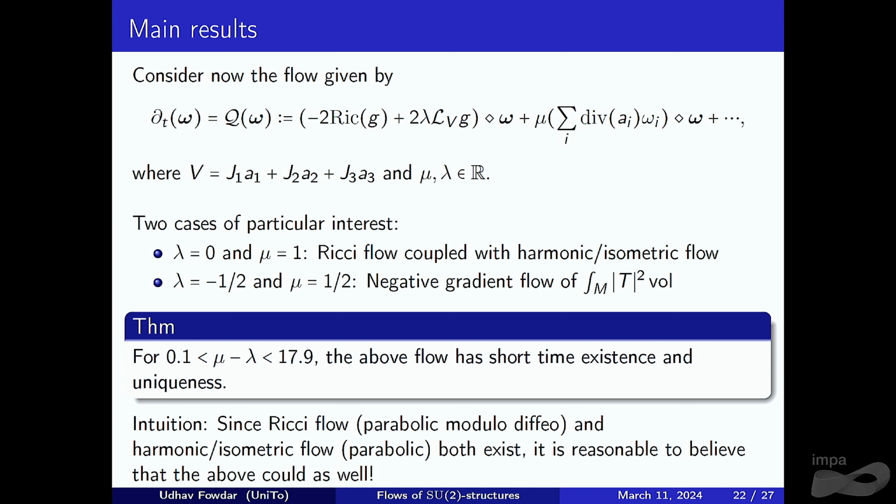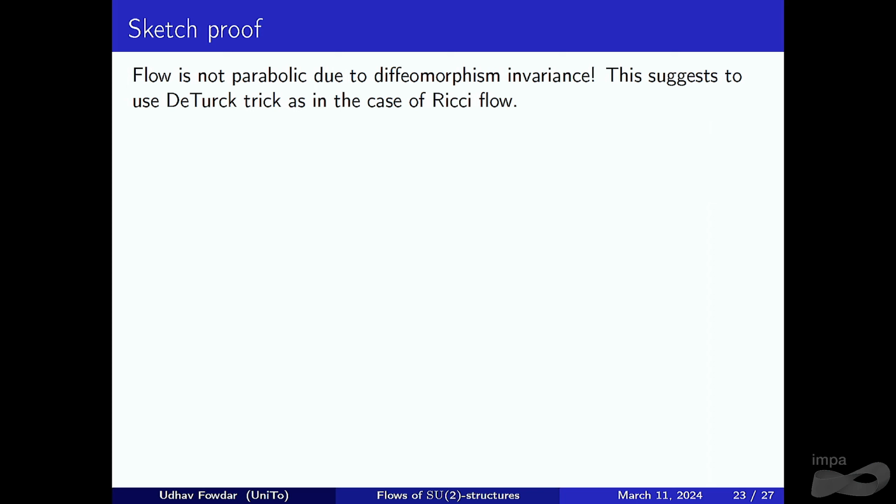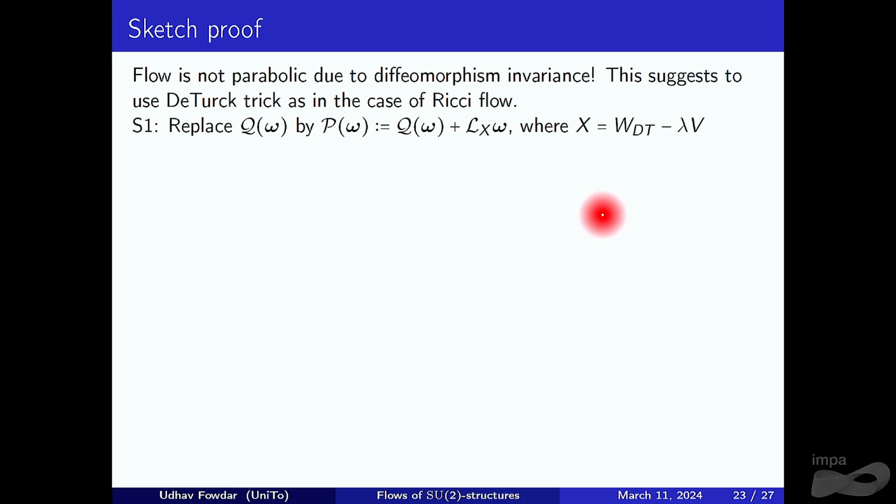So here's a quick sketch proof of this. Of course, the flow is not parabolic because I've used diffeomorphism invariant quantities, but because of that, you should try to use the DeTurck trick to prove short-time existence, which is precisely what you do. So you replace the second order operator that you had on the right-hand side by a Lie derivative term. So I add to this Lie derivative term where W dt is simply the DeTurck vector field, which you use to prove short-time existence of the Ricci flow, and I add to it precisely the other vector fields that I had before.